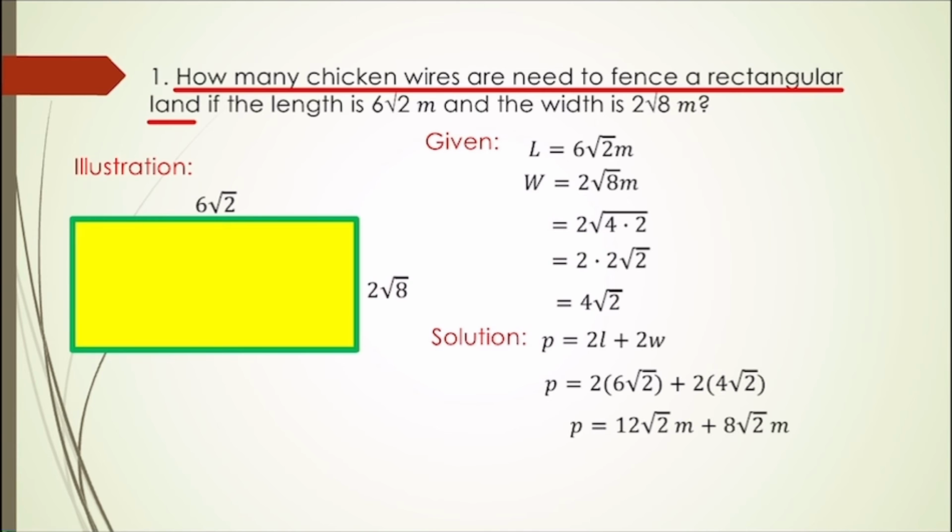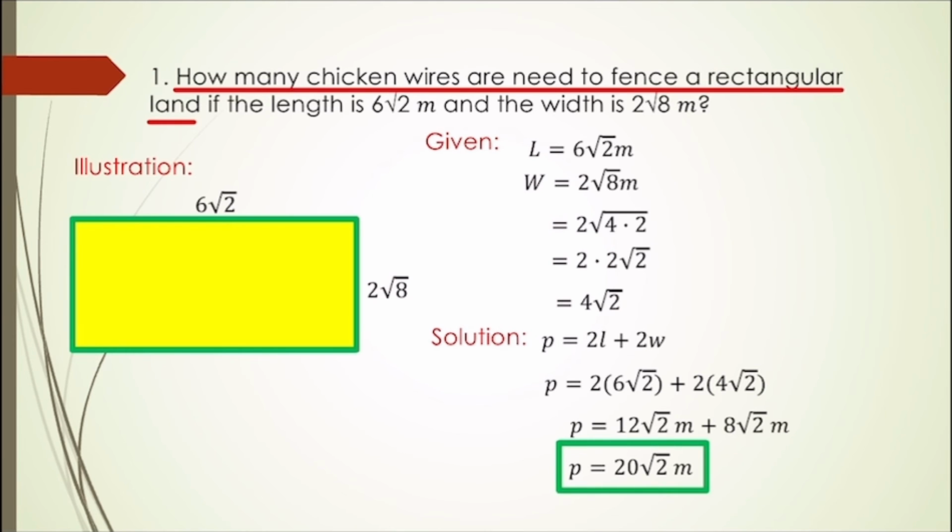So kung mapapansin nyo, like radicals sila. By the way, parang multiply tayo class ng numerical, doon lang tayo magpo-focus sa numerical. Hindi tayo pwedeng mag-multiply ng whole number sa radicand or doon sa loob ng radical sign. So as you can see, since they are like radicals na, pwede natin silang i-add. So 12 and square root of 2 meters plus 8 and square root of 2 meters. So the answer is 20 and square root of 2 meters.